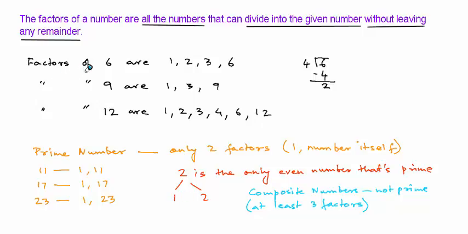Factors of a number that are prime are called the prime factors of that number. So the prime factors of 6 would be 2 and 3. These are the prime factors of 6. The prime factors of 9 would be 3 only, because 1 is neither prime nor composite, and 9 of course is not a prime number. And then the factors of 12 that are prime are 2, 3, and that's all. So these 2 again are the prime factors of 12.